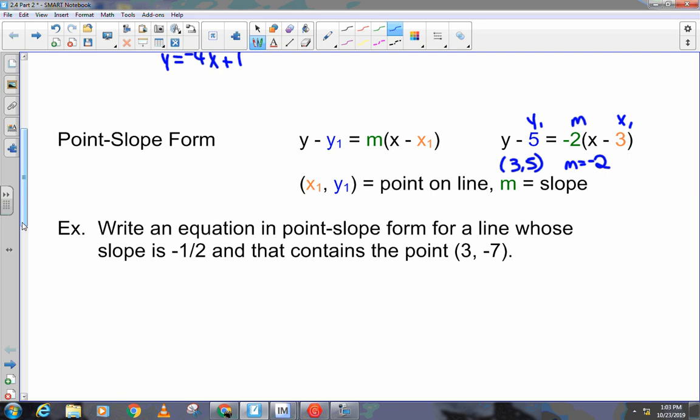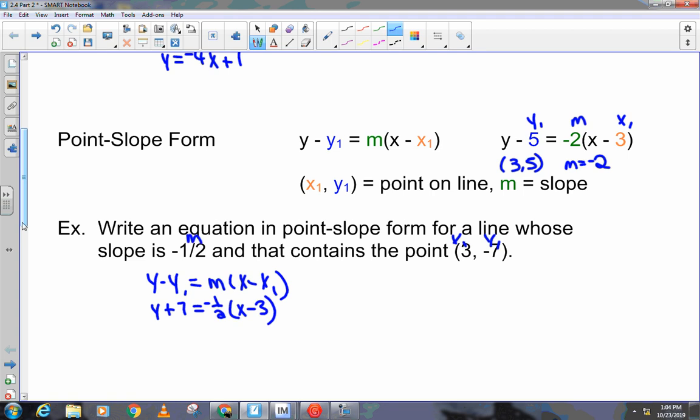It says, write an equation in point-slope form for a line whose slope is -1/2 and that contains the point (3, -7). So we go back to y minus y1 equals m times x minus x1. This is my x1, that's my y1, and this is my m. So I plug everything in: y minus a -7, that becomes plus, equals m, which is -1/2, and then x minus my x1, which is +3.